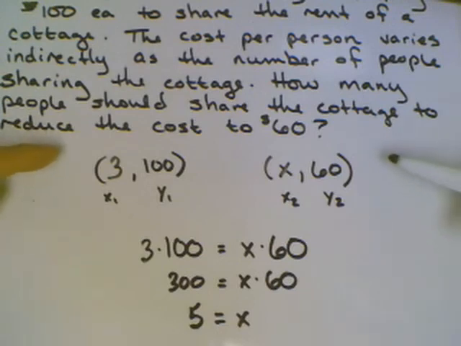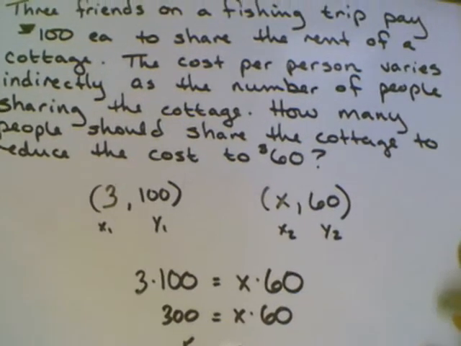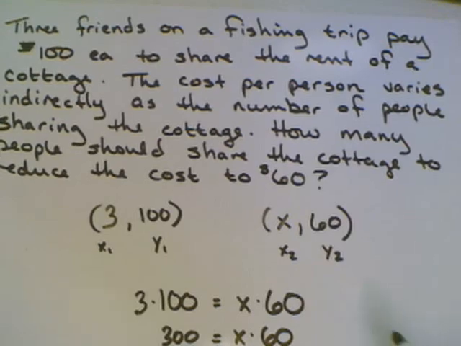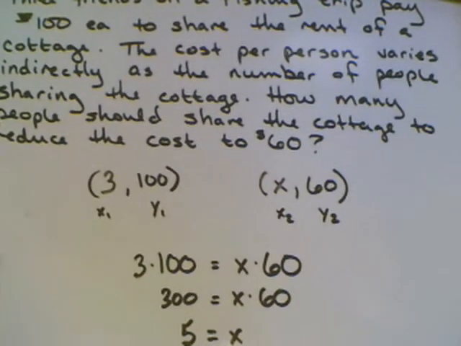And this makes sense if you don't want to do it using the formula for variation. You know that the cottage costs $300. That's 3 friends each paying $100. Well, if the total cost is $300 and you want each person to pay 60, 300 divided by 60 is 5.